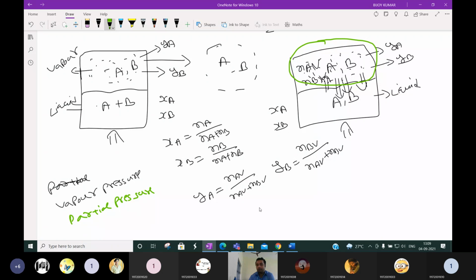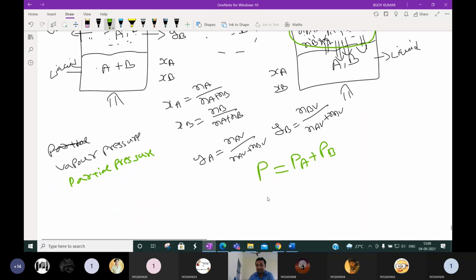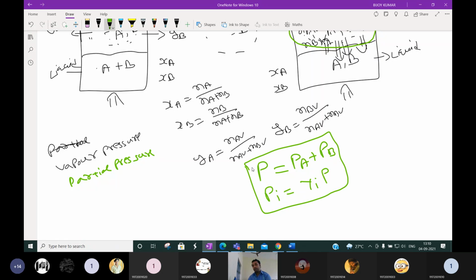And we know that according to Dalton's law, total pressure is nothing but the sum of partial pressures. Or we know that the partial pressure Pi is equal to Yi into P. Please remember these two things. These formulas are most important; based on this, many numericals will be asked. Or we can say Pa is equal to Ya into total pressure, or the partial pressure of B is equal to the mole fraction of B into total pressure. Or we can write total pressure is equal to Ya into total pressure plus Yb into total pressure.